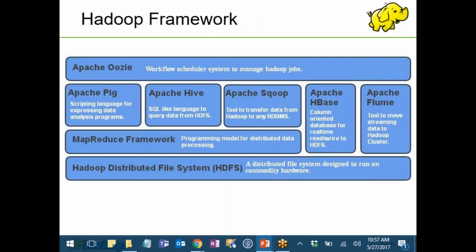Okay. So this is the Hadoop framework. We have HDFS, MapReduce, Pig, Hive, Sqoop, HBase, Flume, and then Oozie. These are the list of tools which are most popular and widely used across the industry. For the next 10 years, many people will use this kind of tools in the IT industry.